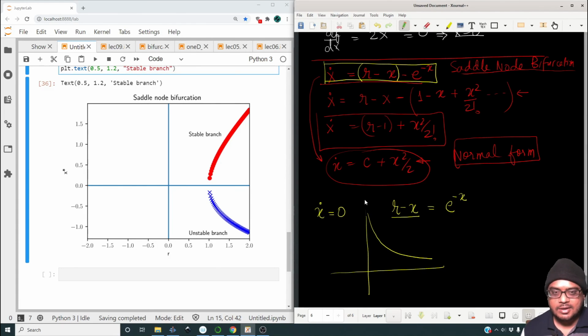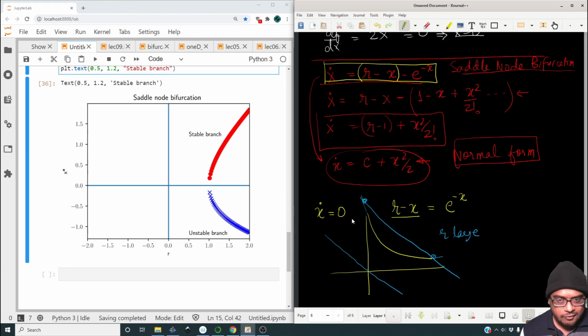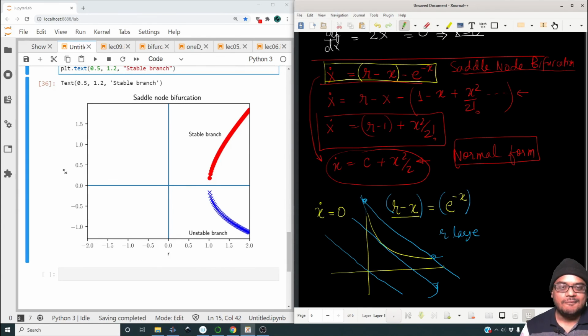So when r has a large value, it cuts the curve at 2 points. So when r is large, obviously there are two roots, and this is something which we can corroborate with this diagram over here. When r is 0, this is what it will look like, and obviously there is no root. In fact, for quite some time there will be no root until it reaches this tangentiality condition. So when r minus x becomes tangential to e to the power minus x, we will have only one root, and that is the condition for bifurcation. It is going from no roots to two roots through that particular tangency condition.